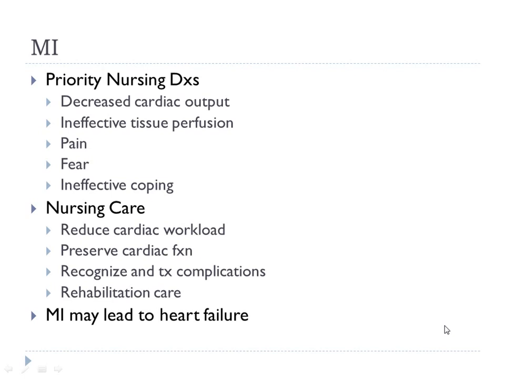You'll learn that the theme of this entire lecture is decreased cardiac output. Just about everything that we talk about is going to cause decreased cardiac output. So that's very important for you to understand why the decreased cardiac output occurs related to whatever we're talking about. So with an MI, decreased cardiac output is going to occur why? Related to ischemia of the heart muscle, right?